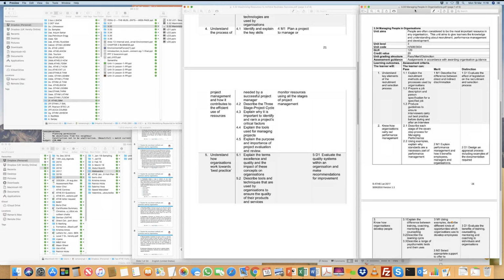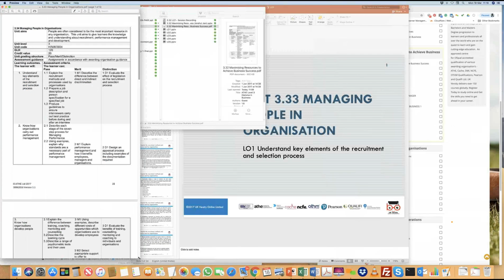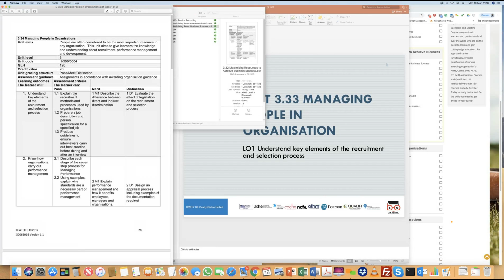Now, in the third unit, the reason for summarizing this was that there is a bit of a pattern or a learning journey which ATHE is taking you through in this particular course. And in the third unit, what we are looking at now is understanding the resource, which is human resource, and their management within an organization.